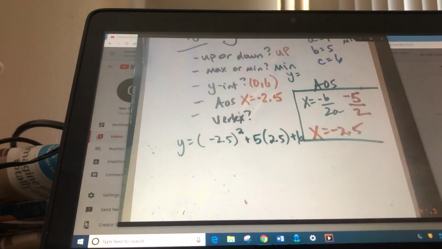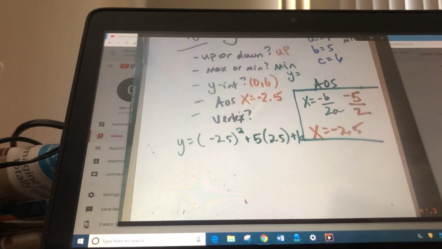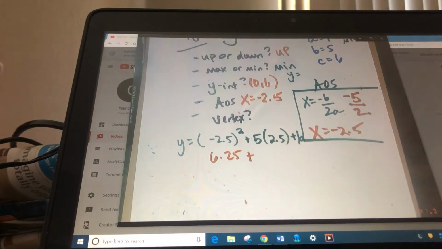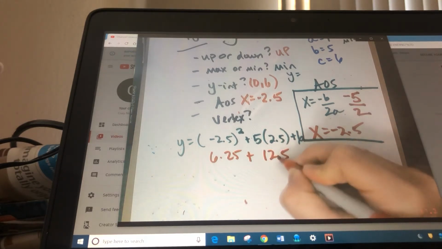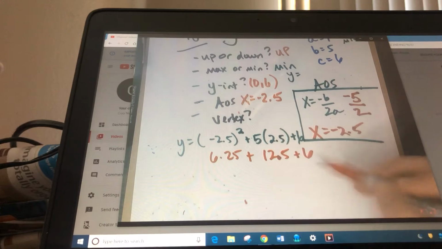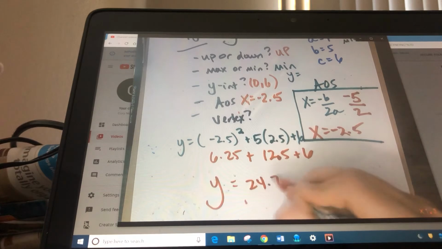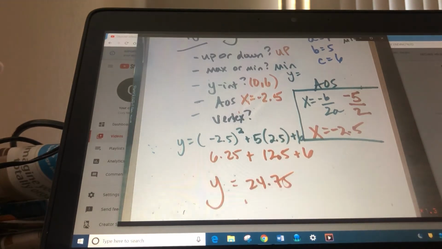Let's do it. Negative 2.5 squared, well, that's going to be the same thing that 2.5 squared was: 6.25. Plus 5 times negative 2.5, negative 12.5. And you already know what I'm going to say, right? Be really careful when you're multiplying, make sure you got the right signs, and go slow. And now we can add all this together, right? And I get y equals 24.75. So it looks like that's the y-coordinate of the vertex.